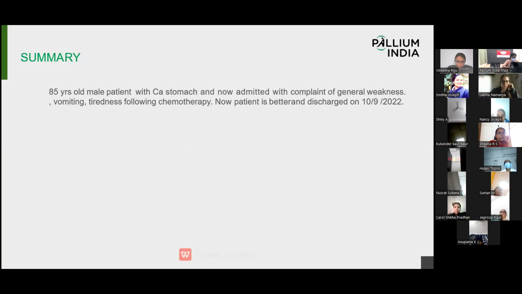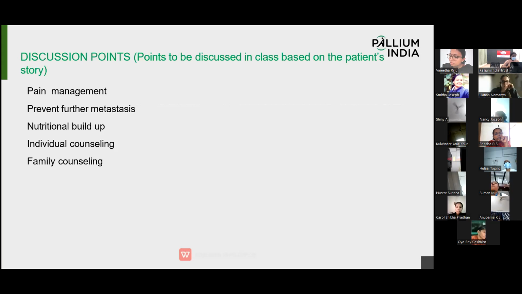Summary: 85 years old male patient with CA stomach, admitted with the complaint of general weakness, vomiting, tiredness following chemotherapy. Now the patient is better and discharged on September 10. Discussion points: pain management, prevent further metastasis, nutritional buildup, individual counseling, family counseling.